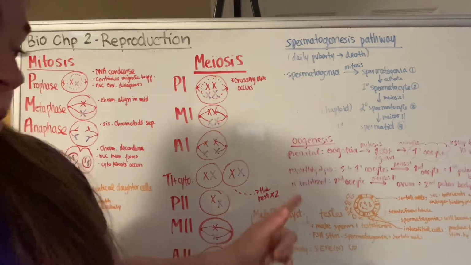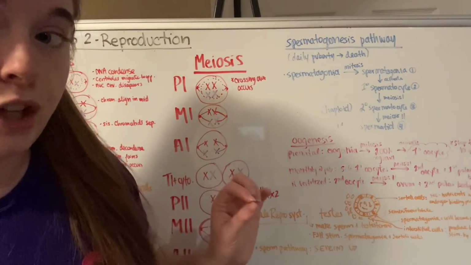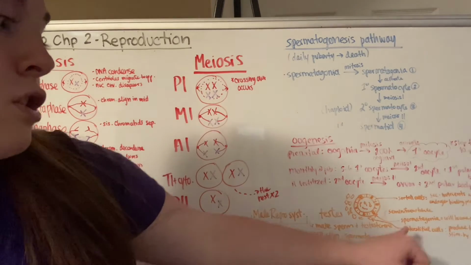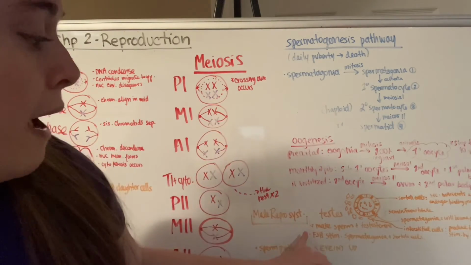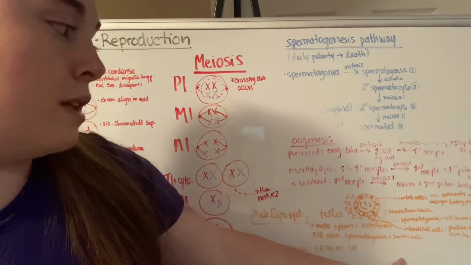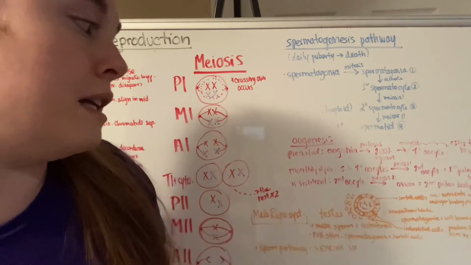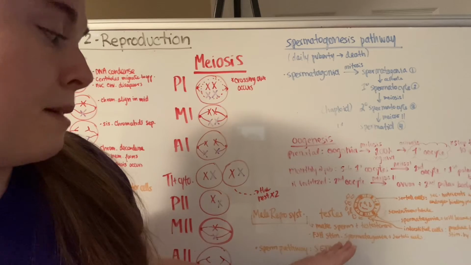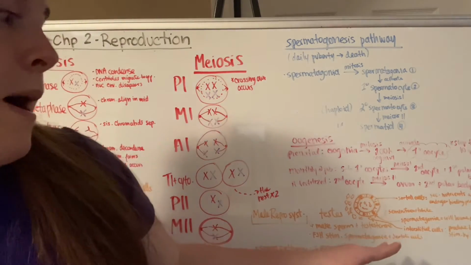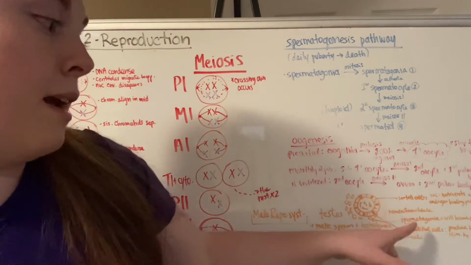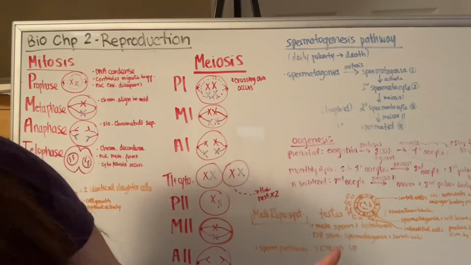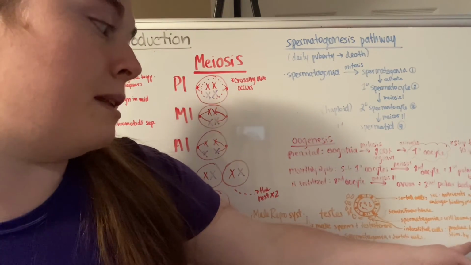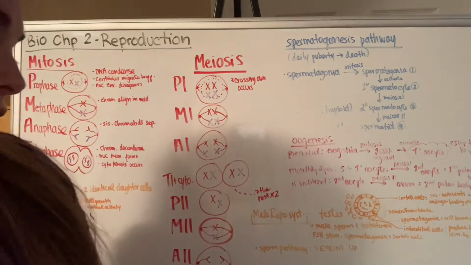FSH, another hormone that we'll talk about in another chapter of biology. It stimulates spermatogonia and the Sertoli cells. So FSH stimulates the Sertoli cells to secrete the nutrients, and it also stimulates the spermatogonia, and then the spermatogonia become the sperm, and then when you get LH, the LH stimulates the production of testosterone.